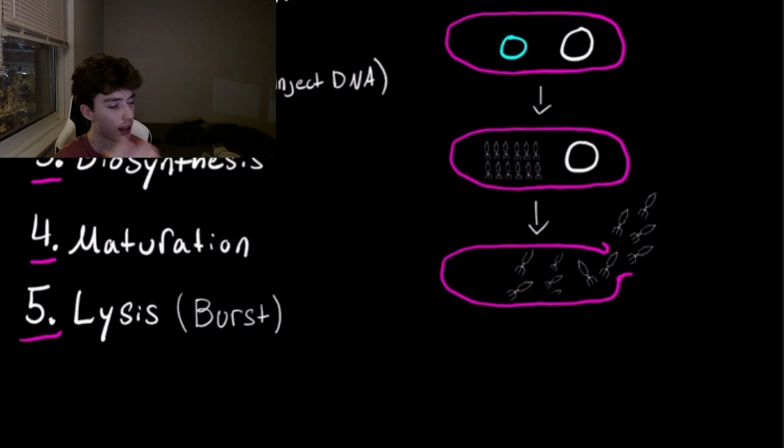Step 5 would be lysis. So this is when the bacterial cell is actually going to burst out with all those new phages. This will lead to a bunch of new phages scattering out through the environment, looking for more bacteria to infect, repeating the cycle. This is the active state of phage replication within bacteria.